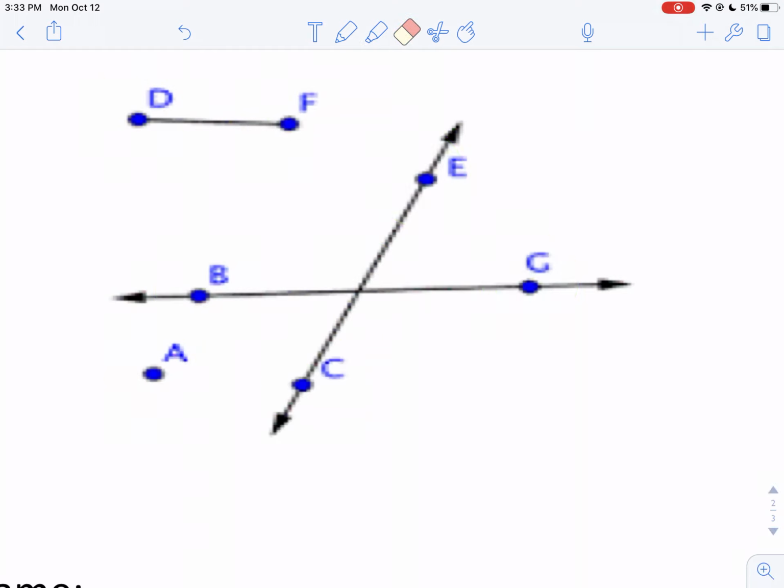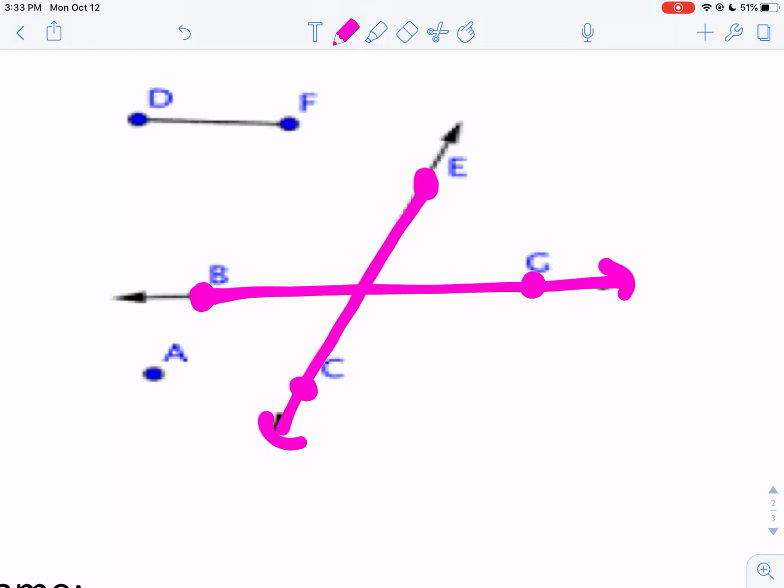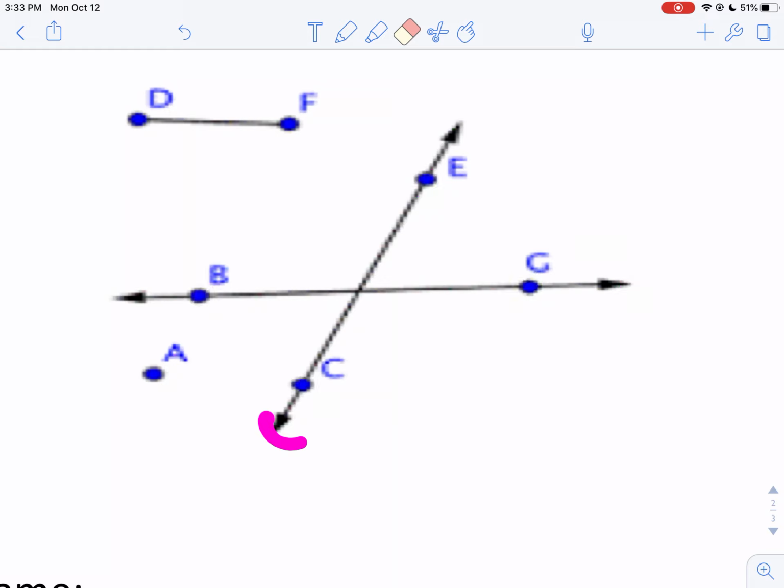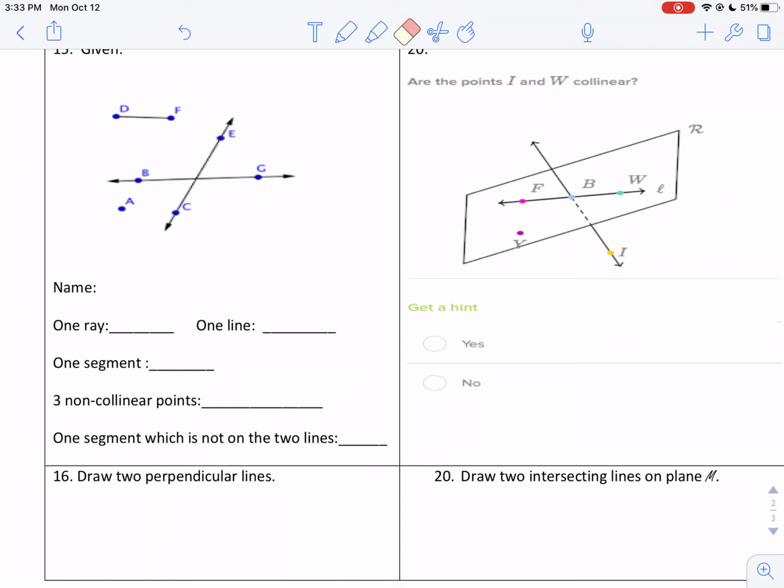Okay, what else do you have? You also have rays. I see a ray going from B towards G. I see a ray going from E towards C. I see more rays. I also see a ray going from C towards E. So again, there's a lot of information. With all this information now, they are just asking you to name one ray, and you can select. So name one ray.